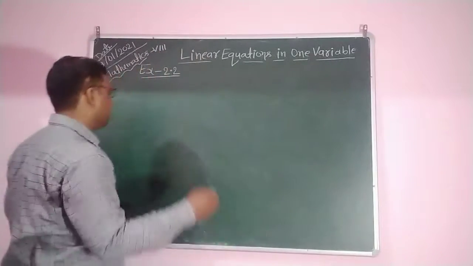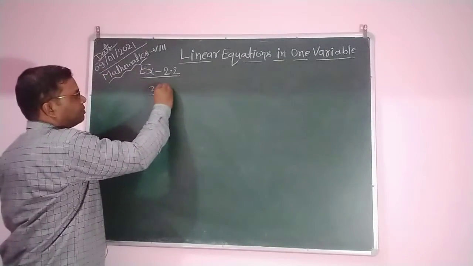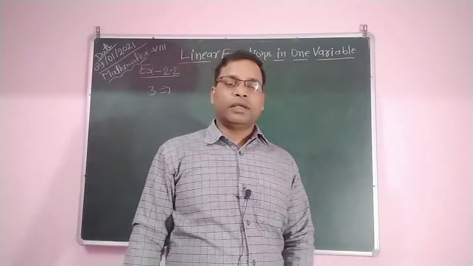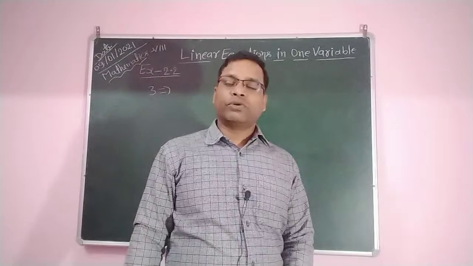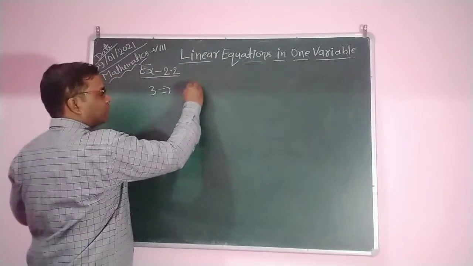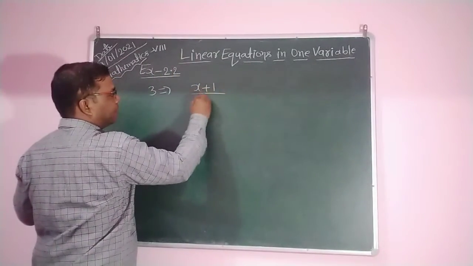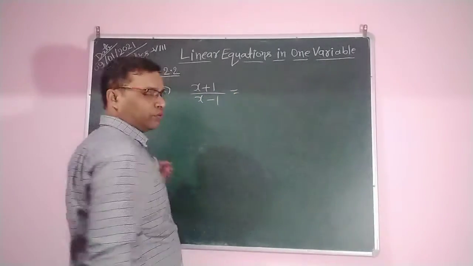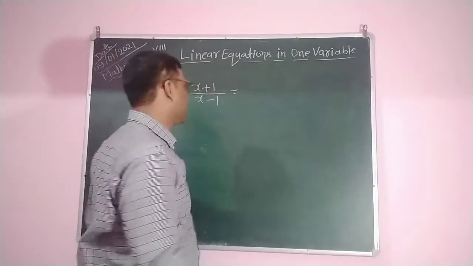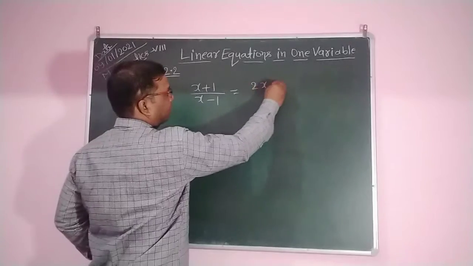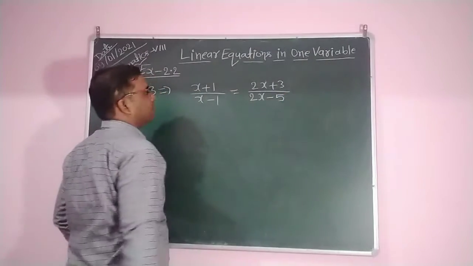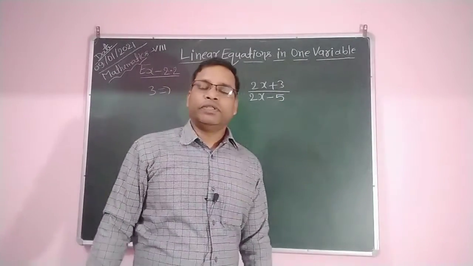Okay. So let's see what happened in question number 3. Question number 3 here. Solve the equation (x plus 1)/(x minus 1) is equal to (2x plus 3)/(2x minus 5). What is question number 3? (x plus 1)/(x minus 1) is equal to (2x plus 3)/(2x minus 5). This is our given equation. Okay. We need to solve it.